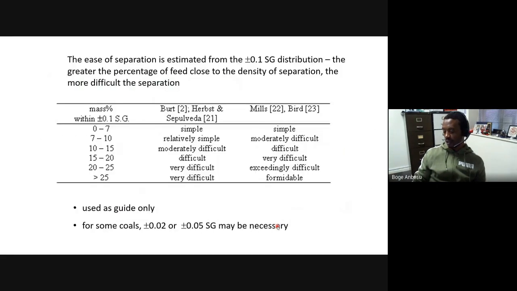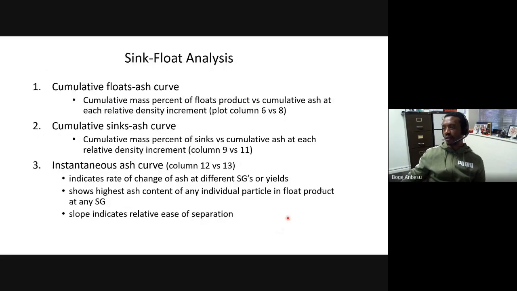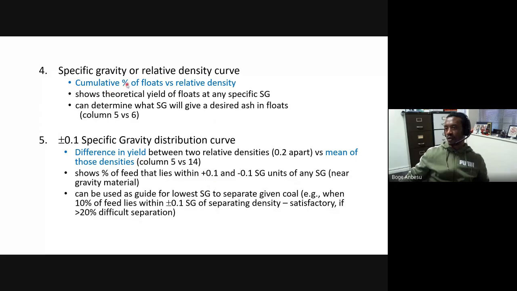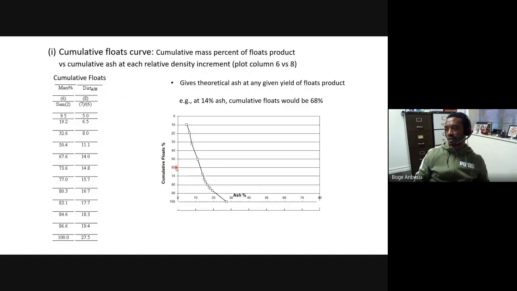distribution curve. Okay, so then to plot the curves, we just follow, for example, to plot the cumulative floats versus ash curve, we take columns 6 and 8, we plot them. For the cumulative sinks ash curve, we take columns 9 and 11. For instantaneous ash, 12 and 13. For specific gravity, we take 5 and 6. And for distribution, we take 5 and 14. And we can then plot those curves.